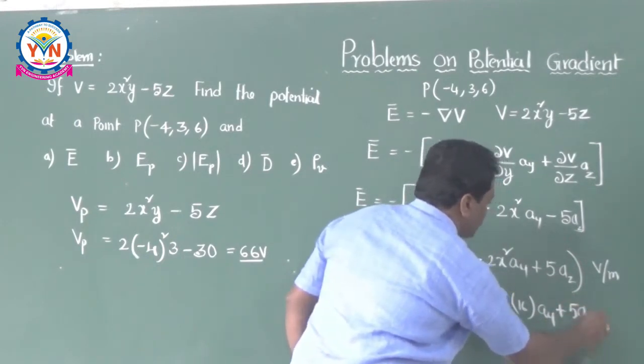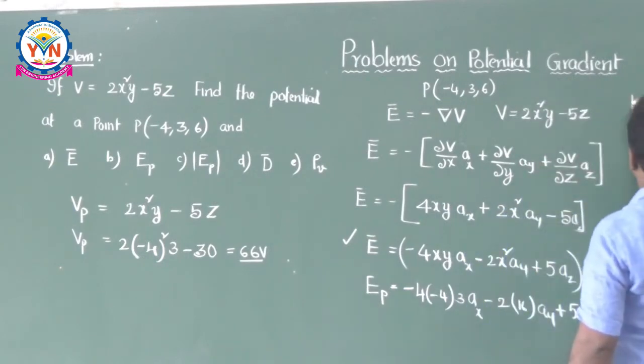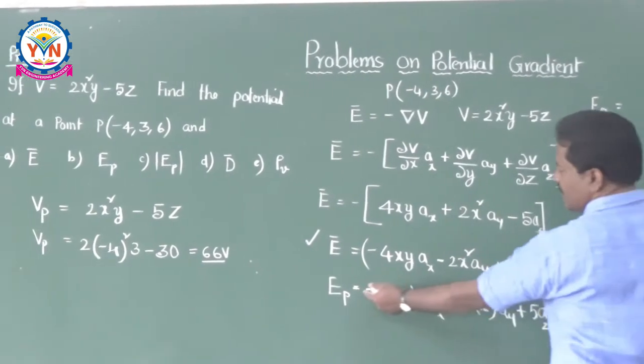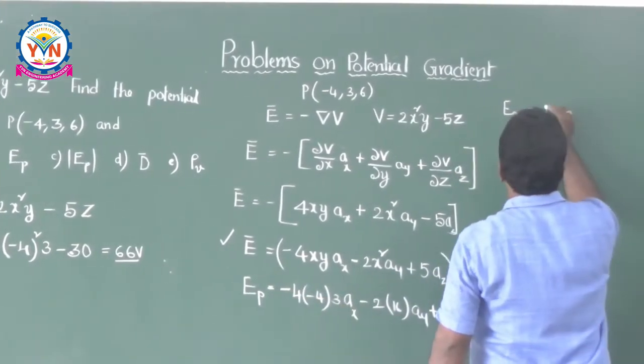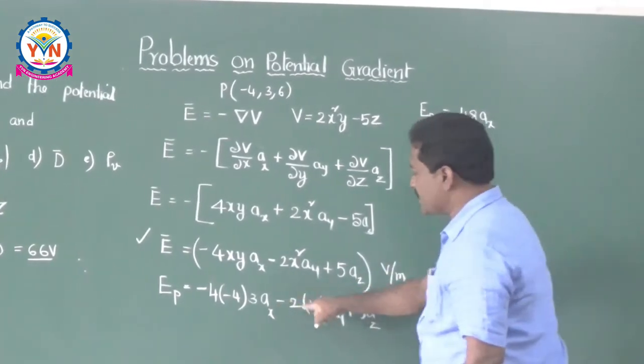This is. And then what is the EP here? Minus of minus becomes plus. So 16 and 48 AX. So this is 48 AX. Okay. And this is minus 32 AY.